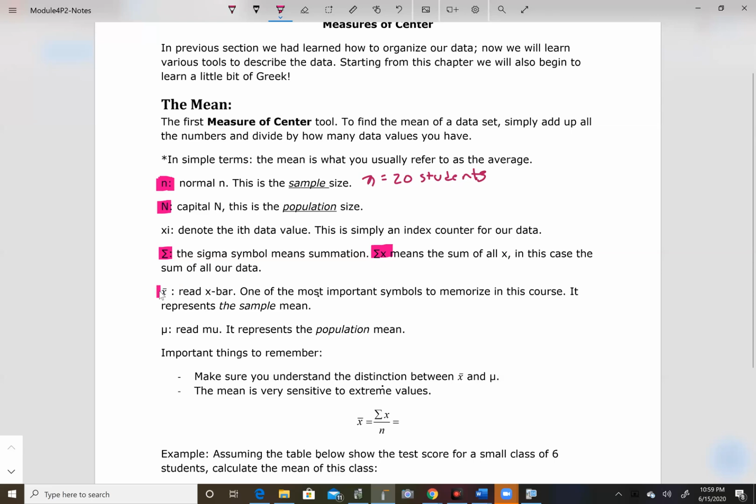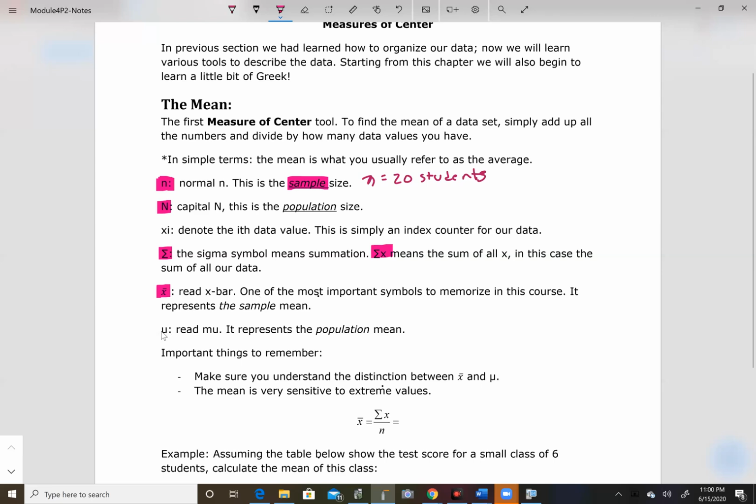All right, this next one is an x with a bar on top of it, and you literally read that as x bar. We will be using this a lot. It represents the sample mean. If you look up where I said above that our sample was those 20 students that had test scores that we were looking at, x bar would have been the mean value for those 20 test scores.